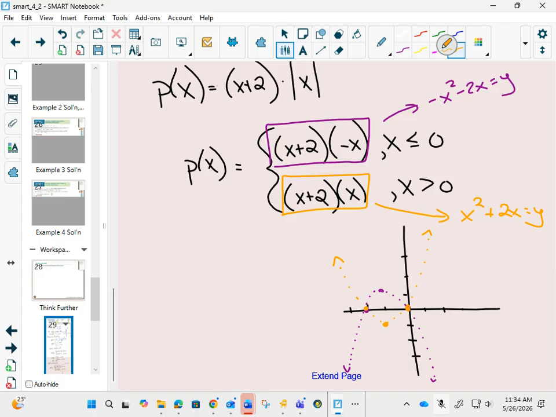Now, what does p of x look like? Well, according to this piecewise graph, I have the purple graph, but only when x is less than or equal to 0. I'm going to do my final graph in green. Ready for this? So I take the purple graph from here. This section is the purple graph that I use, because I only take it when x is less than or equal to 0. That's the piece of the purple graph that I take. Then the orange graph I take when x is bigger than 0.